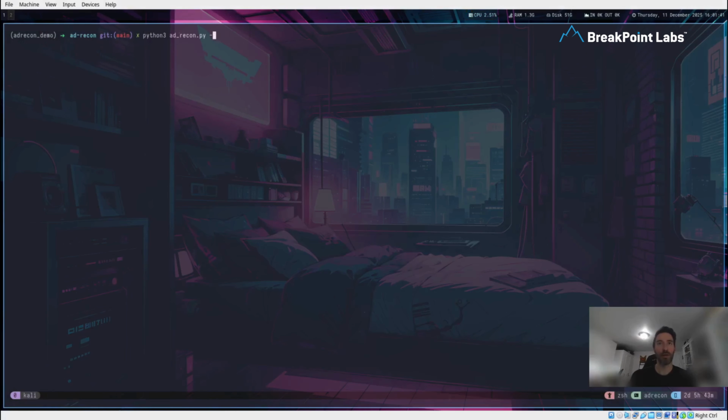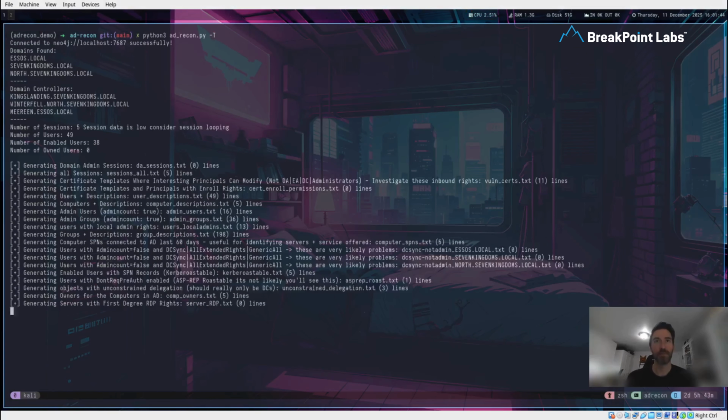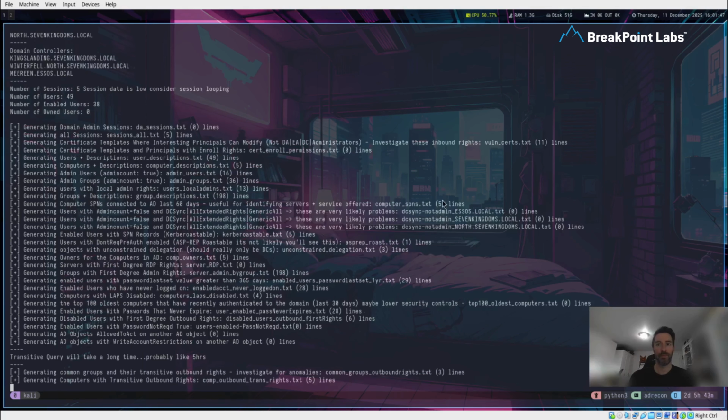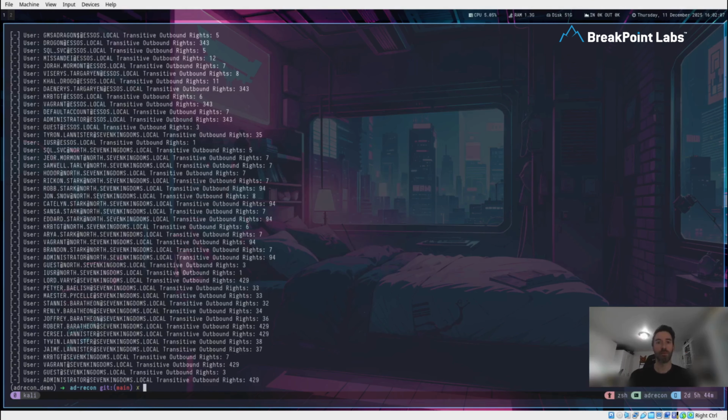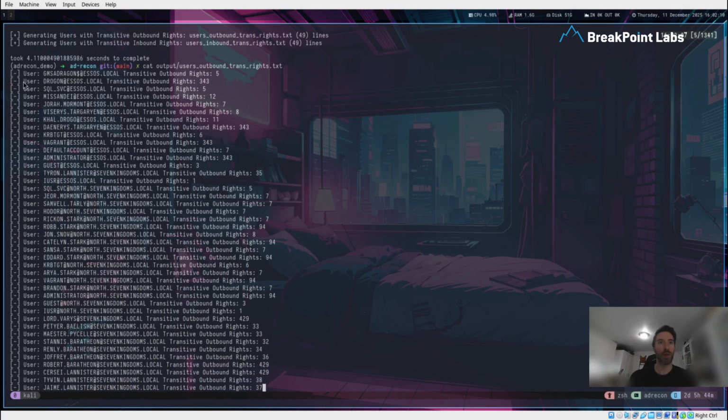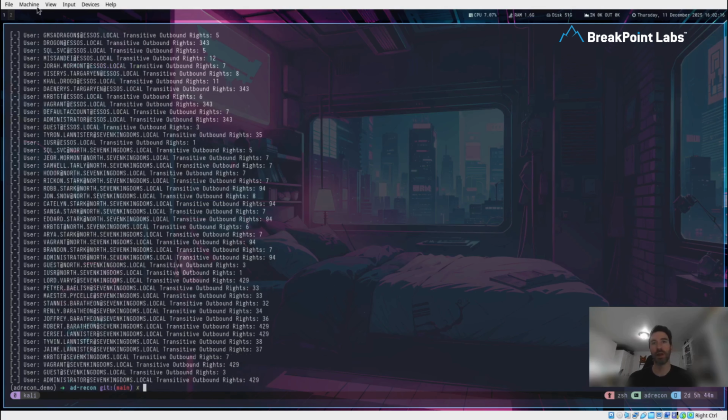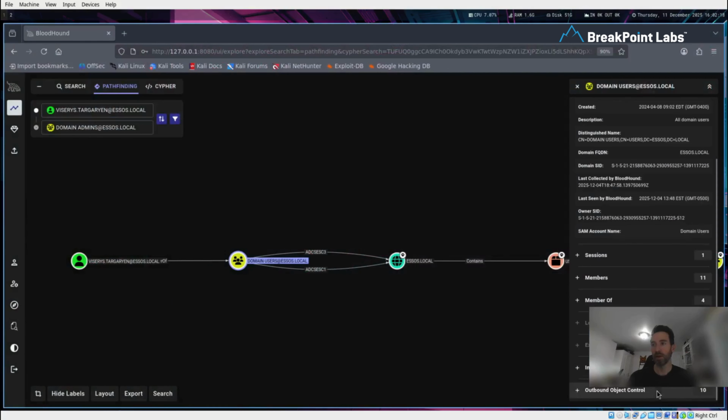Moving back over, we can do the same thing by running our transitive queries and see what information we can find from there. So let's take a look at users with outbound transitive rights. Let's see if we have anything interesting there. We can see quite a few different users here. We're already looking at Viserys Targaryen, so let's just keep looking at that user. Let's scroll down, and we can look at their outbound permissions.